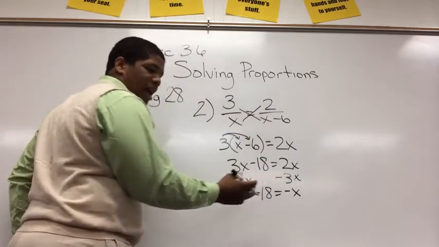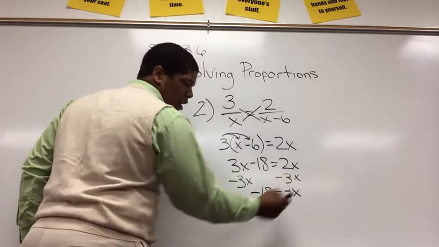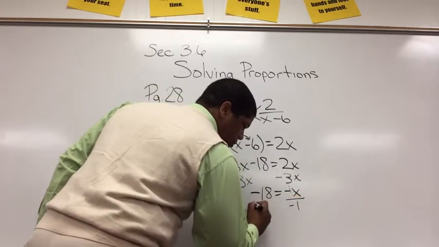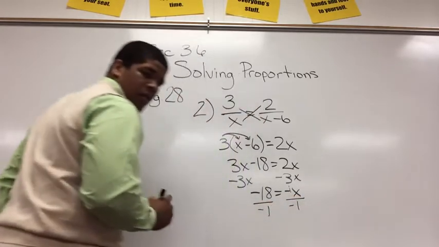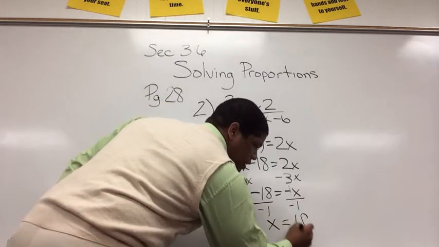Now, if you remember from the Math Council of 1508, there's a negative 1 right there. So what I like to do is I like to divide by negative 1. And that's going to give me x is equal to 18.